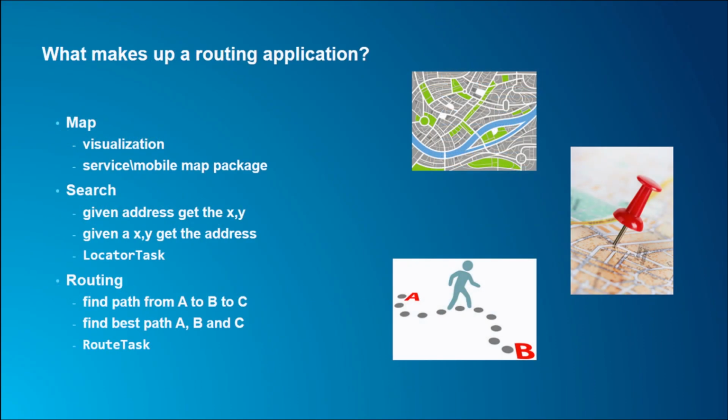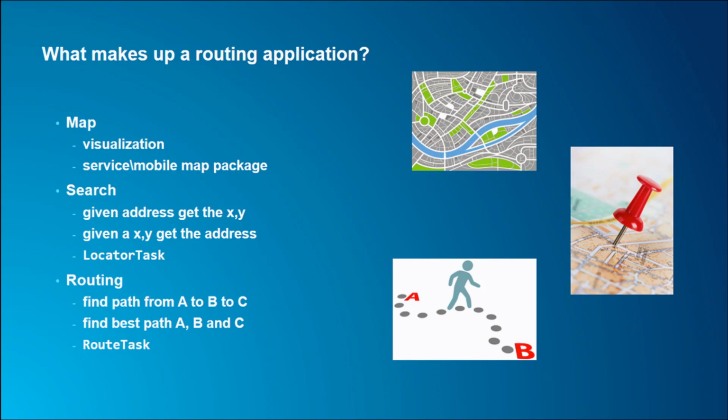So what makes up a routing application? Usually you need a map of some sort for visualization. And that can be from a service or from a mobile map package, which is something we'll talk about a little bit later on, if you're not familiar with that. Usually you have some sort of search capability. So you might be given an address and you need to get the XY location of that, or you might have an XY and you want the address at that location. And to work with that, we have something called the Locator task.